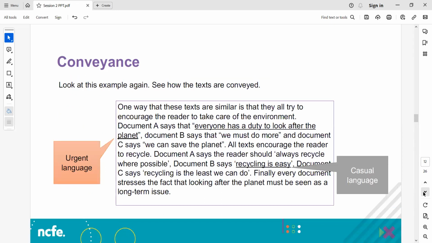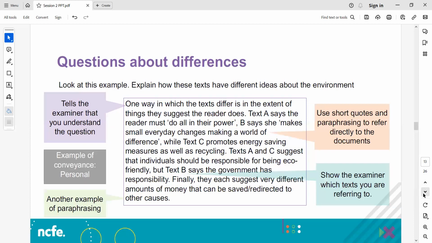It could be to show how they're the same, how they're different. They both use sensitive language. They both use emotive language. Document A and C use more formal language. So just referring to those different types of language to explain how the message is conveyed.